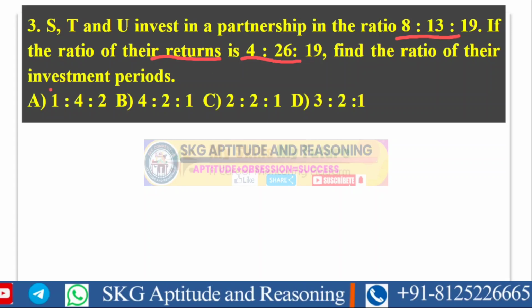He is asking us to find the investment time period, that is, the time period of the investments ratio. We know the basic formula. What is the basic formula? Profit equals investment into time period. In the question he gave the investment and he gave the profits, so we need to find the T value. So we have the basic formula P equals I into T.